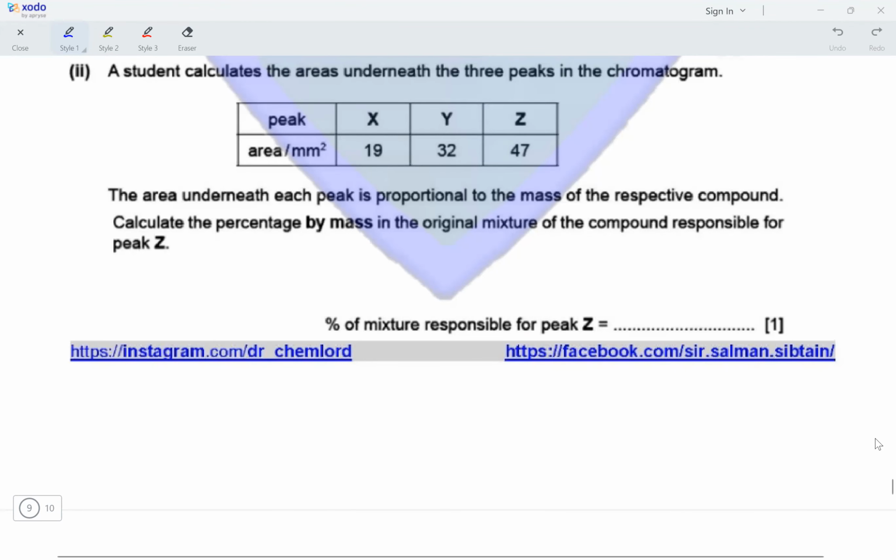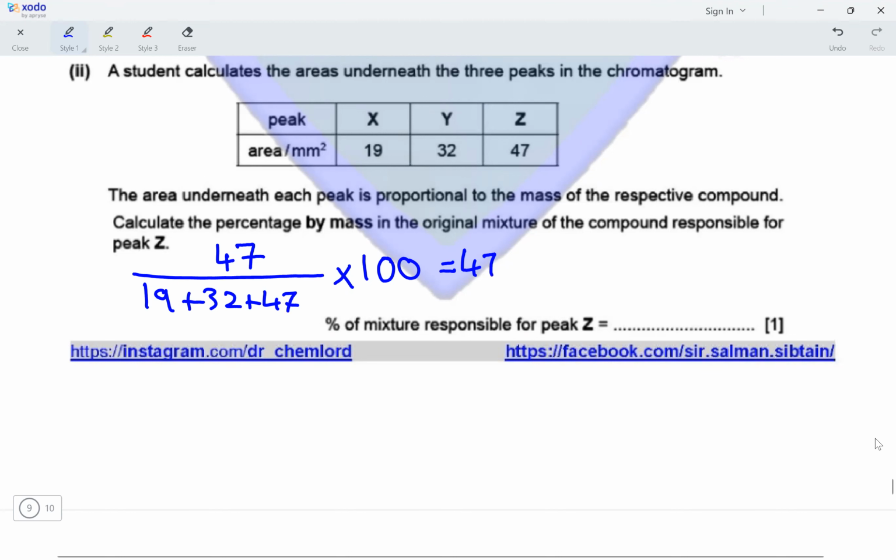A student calculates the areas underneath the three peaks in the chromatogram. The area underneath each peak is proportional to the mass of the relative compound. Calculate the percentage by mass in the original mixture of the compound responsible for peak Z. So this would be the area of peak Z, which is 47, divided by the sum of the three areas, which would be 19 plus 32 plus 47. And we multiply this by 100 in order to get a percentage value. And this is calculated to be 47.96%. So the sample contains 47.96% of compound Z.